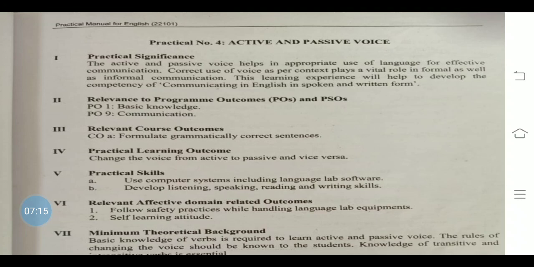Practical skill: use computer system including language lab software. Develop listening, speaking, reading and writing skill. You should develop all four skills of language. Listen carefully, speak properly with proper intonation and pronunciation, read properly without any errors, and write English without any grammatical and spelling mistakes. So you should develop these four by learning any language. Relevant affective domains: follow safe practices while handling language lab equipment, and self learning attitude. You should develop self learning attitude using this software.